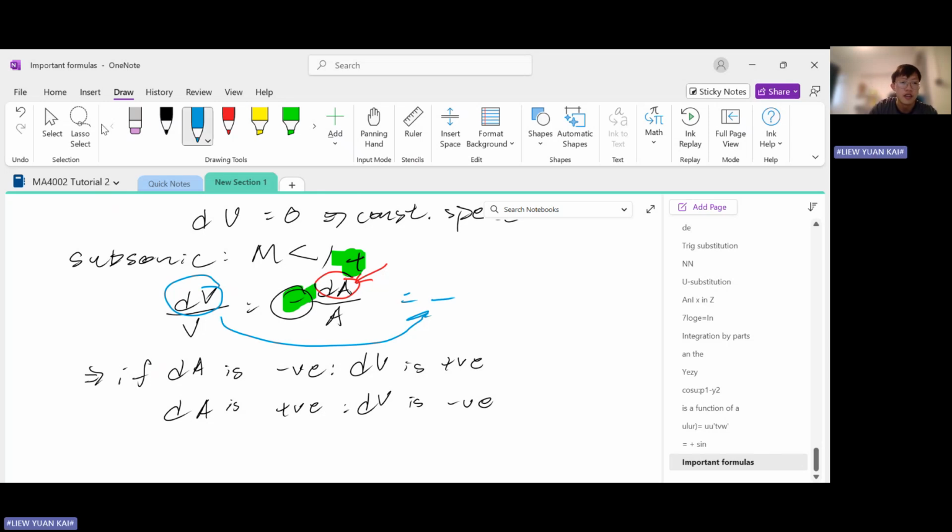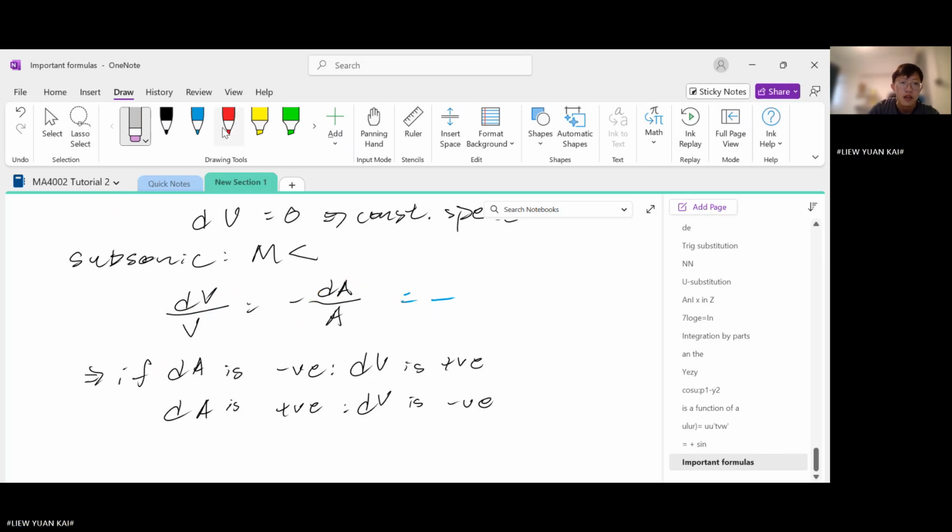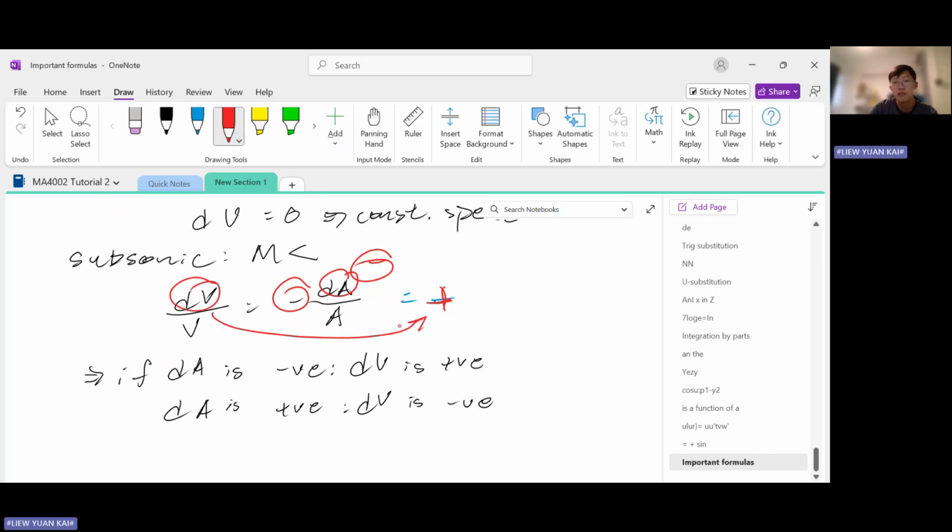On the other hand, if you do the opposite thing, if you let dA be negative, let's see what happens. So if this is negative, negative will give me positive, right? So now dV is positive, right? dV positive means that the flow is accelerating. Okay, so in summary, we have these two effects. When dA is negative, dV is positive. When dA is positive, dV is negative.